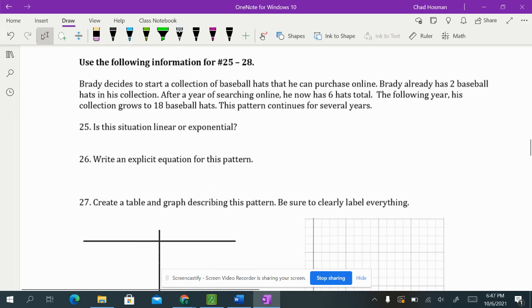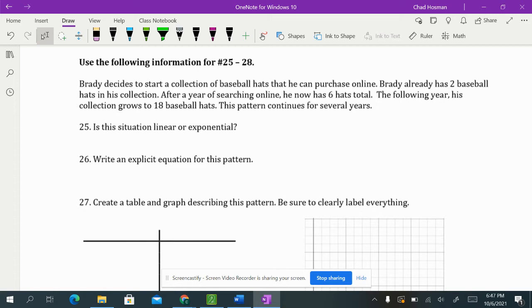All right, for 25 through 28, Brady decides to start a collection of baseball hats that he can purchase online. Brady already has 2 baseball hats in his collection. After a year of searching online, he now has 6 hats total. The following year, his collection grows to 18 hats. This pattern continues for several years. Is it linear or exponential?